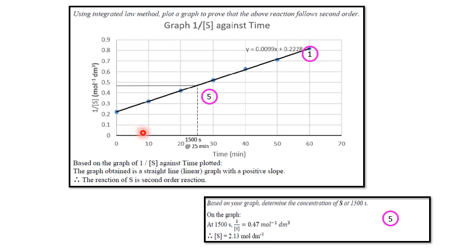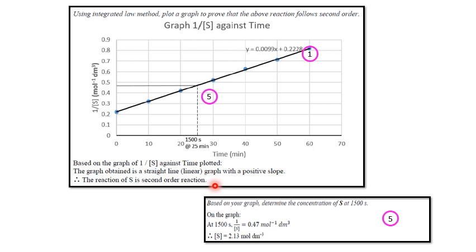Third point, make sure the scale is used properly, 0 to 10. So for the x-axis it is 10, 10, 10, and for the y-axis it is 0.1. Then the fourth point is to assign the plot. Okay. Last, you need to connect all the dots. So based on the graph, 1 over concentration S against time is plotted, and the graph is a straight line, a linear graph with positive slope. So proven, the reaction of S is a second order reaction.